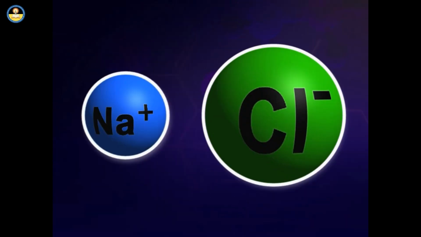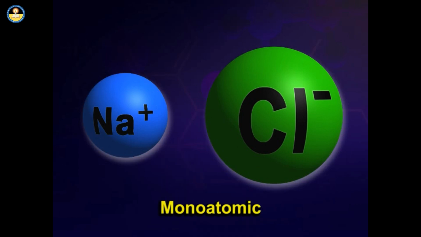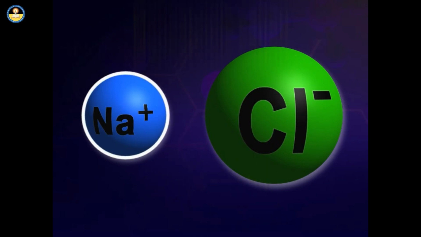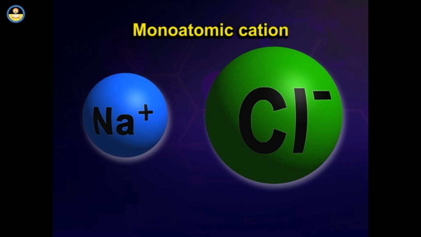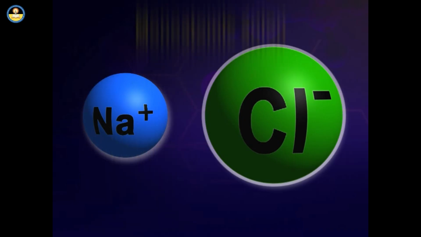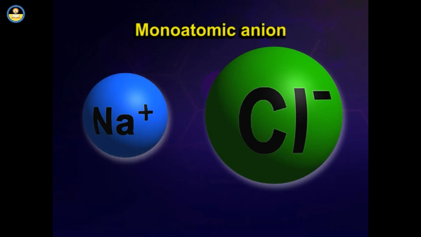An ion which is made up of one atom is called monoatomic. Sodium chloride is one of the common examples of the simple binary ionic compound. It contains monoatomic cation, Na+, that is sodium ion, and monoatomic anion, Cl-, that is chloride ion.